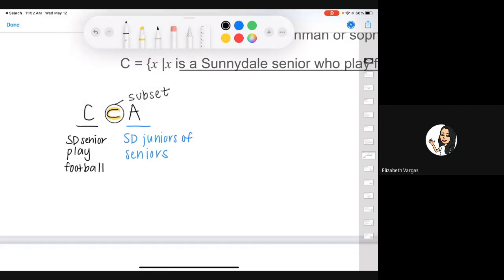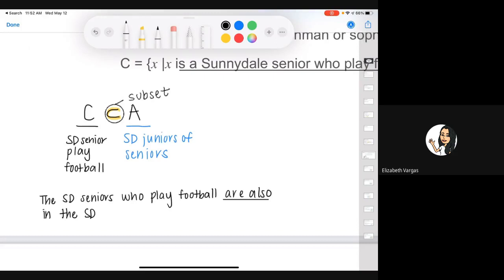So the way that I would say that is the Sunnydale seniors who play football are also, that's my subset, are also in the set of Sunnydale juniors and seniors.